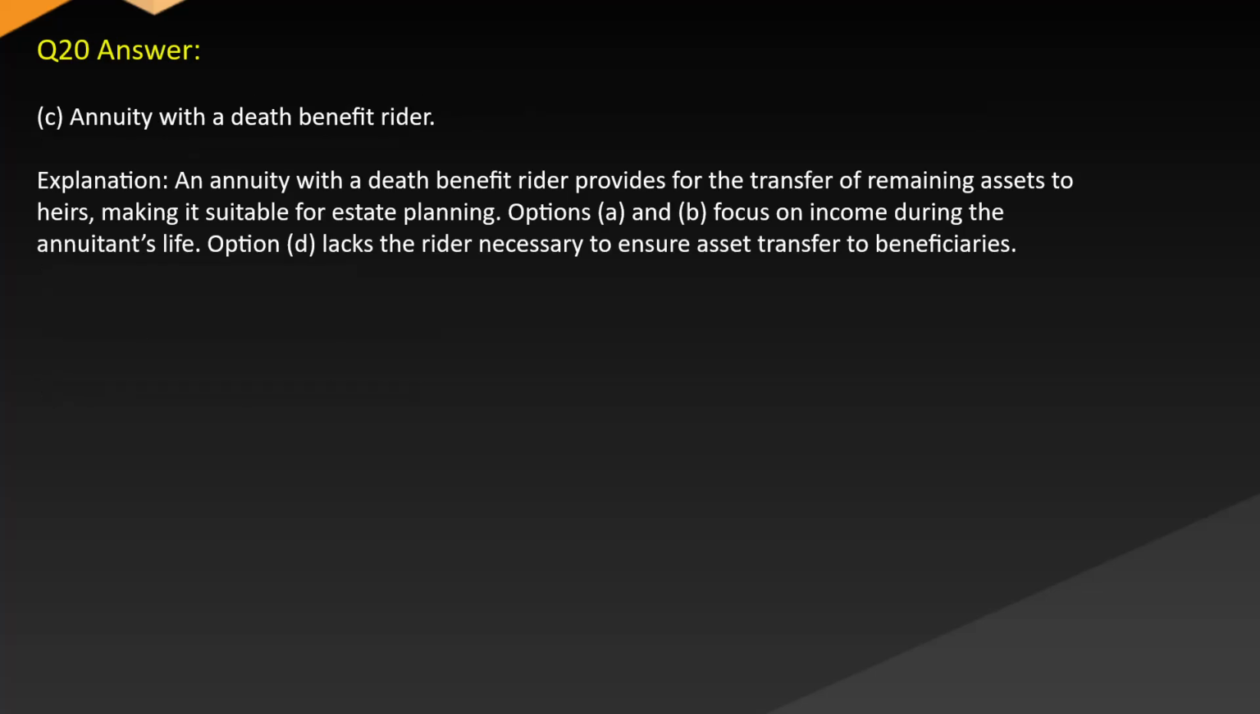Answer: C. Annuity with a death benefit rider. Explanation: an annuity with a death benefit rider provides for the transfer of remaining assets to heirs, making it suitable for estate planning. Options A and B focus on income during the annuitant's life. Option D lacks the rider necessary to ensure asset transfer to beneficiaries.